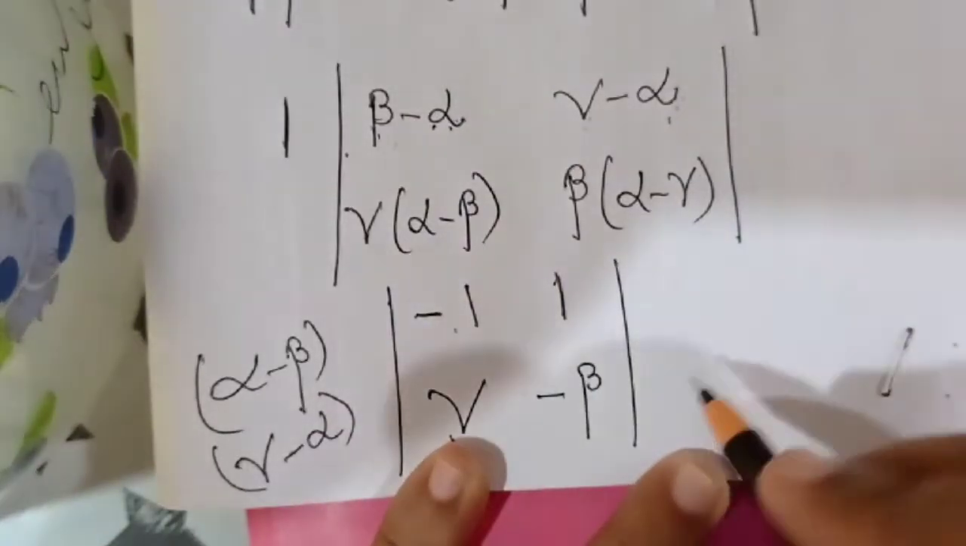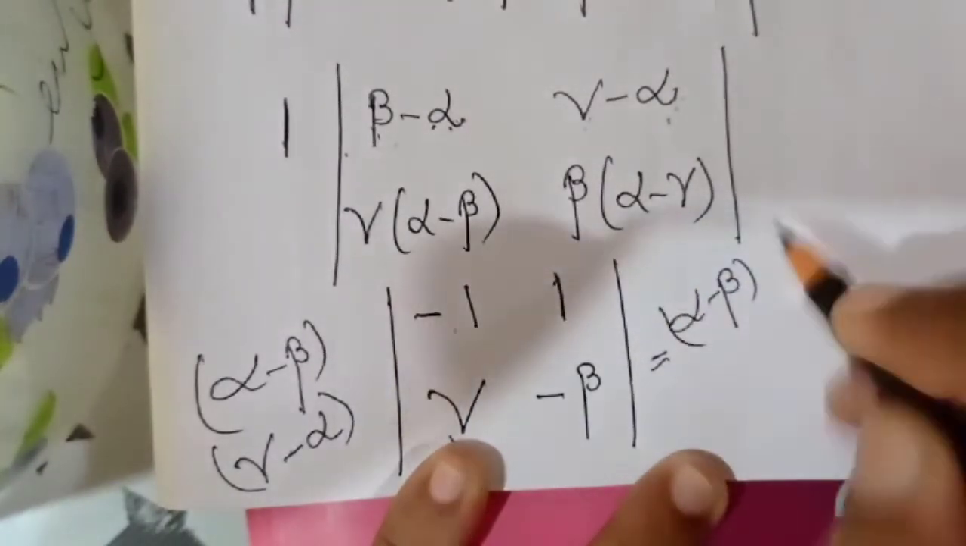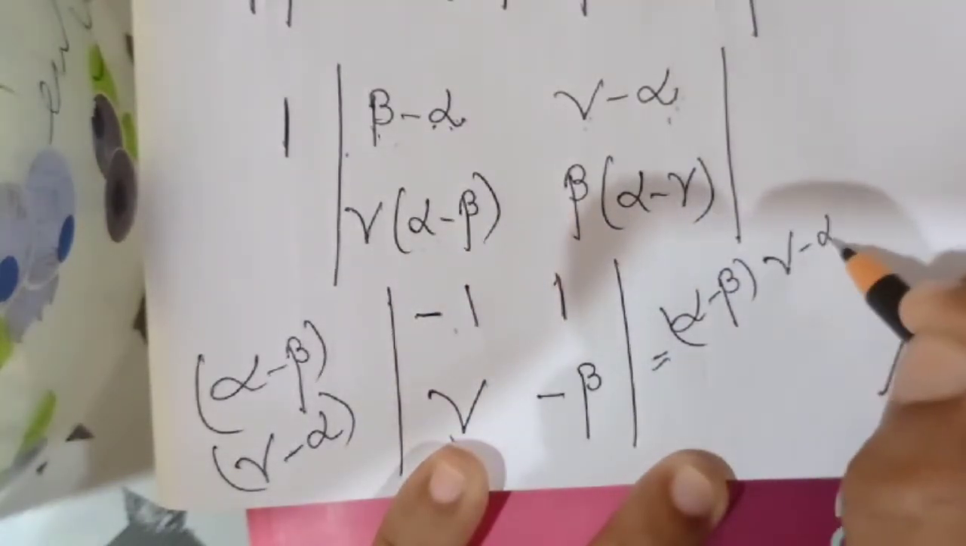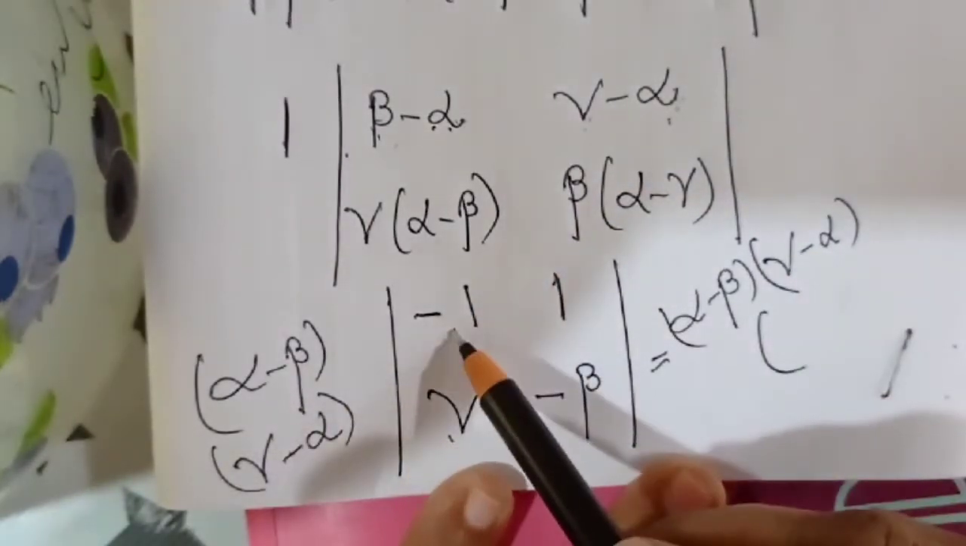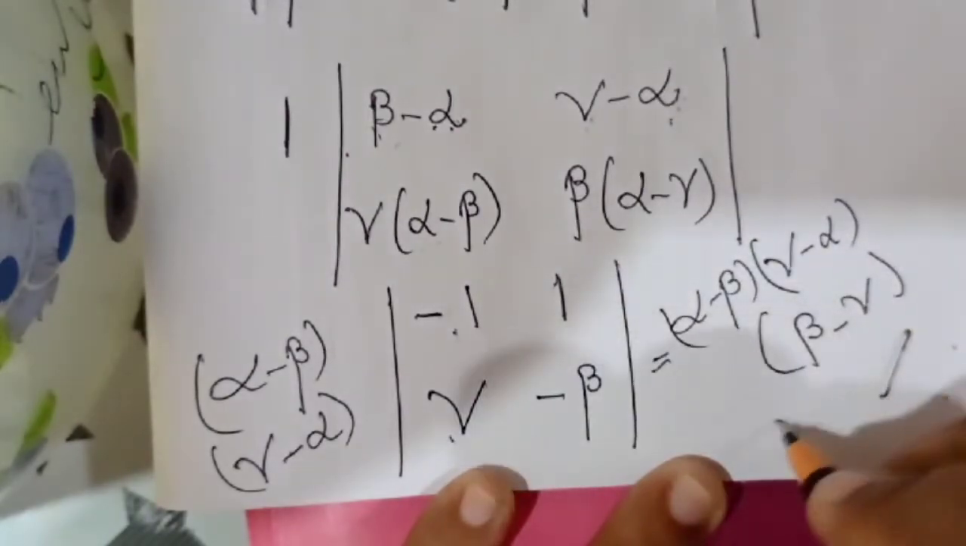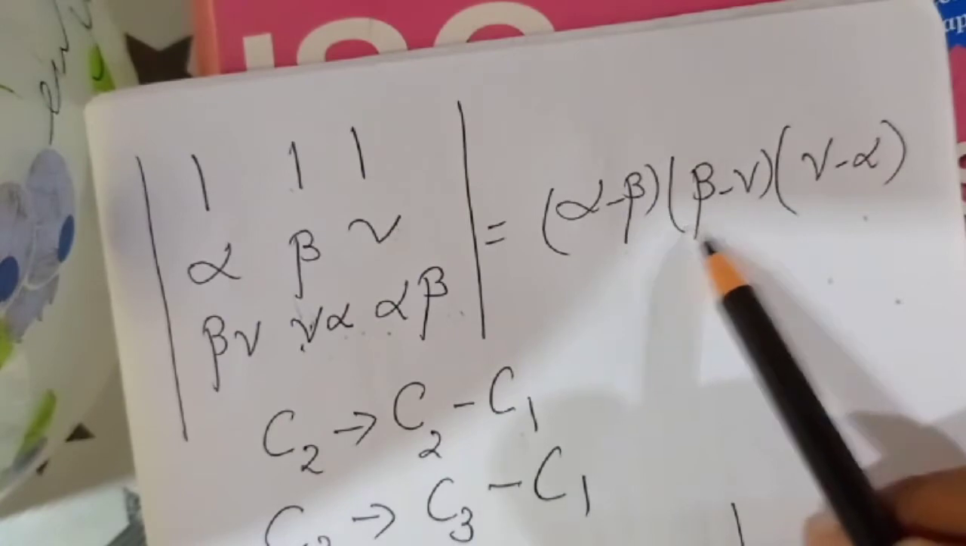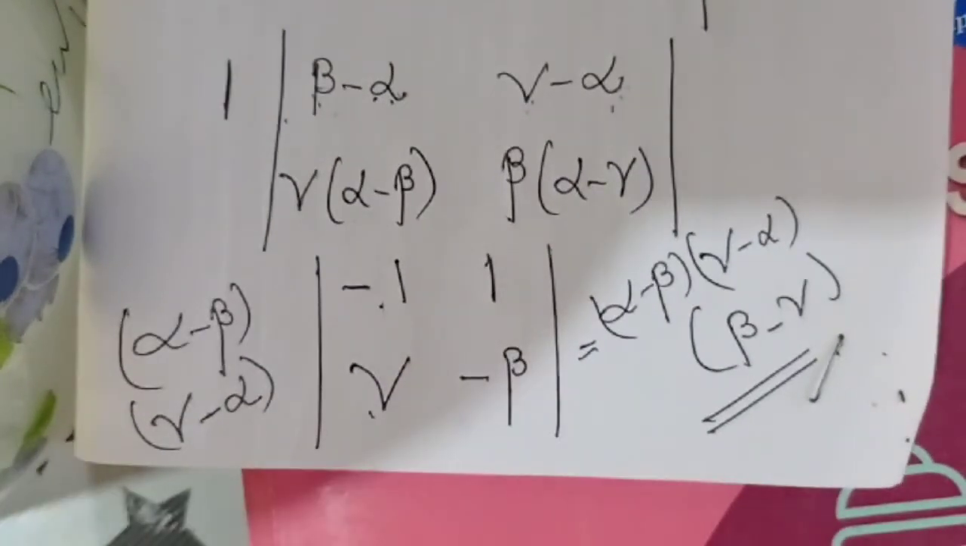Now, expand. That is equal to alpha minus beta into gamma minus alpha into minus 1 into minus beta, beta minus gamma. Look at the answer. Alpha minus beta into beta minus gamma into gamma minus alpha. Okay.